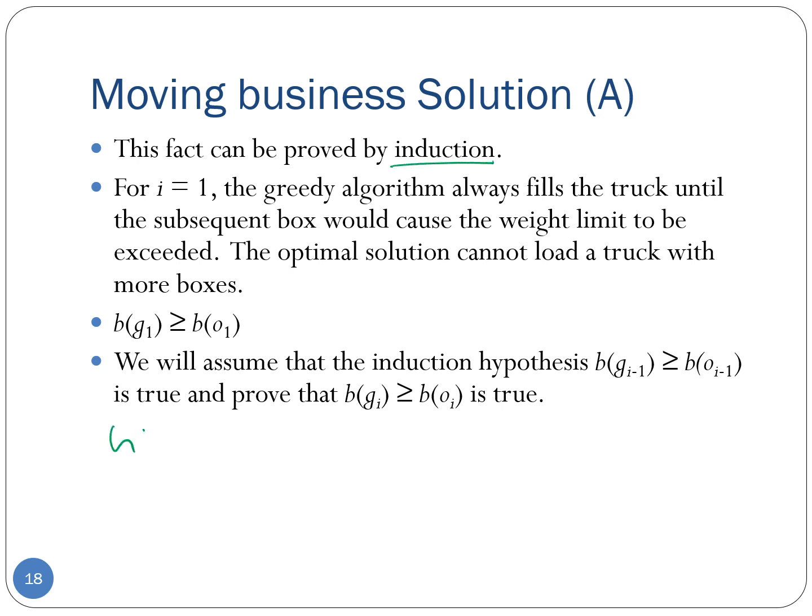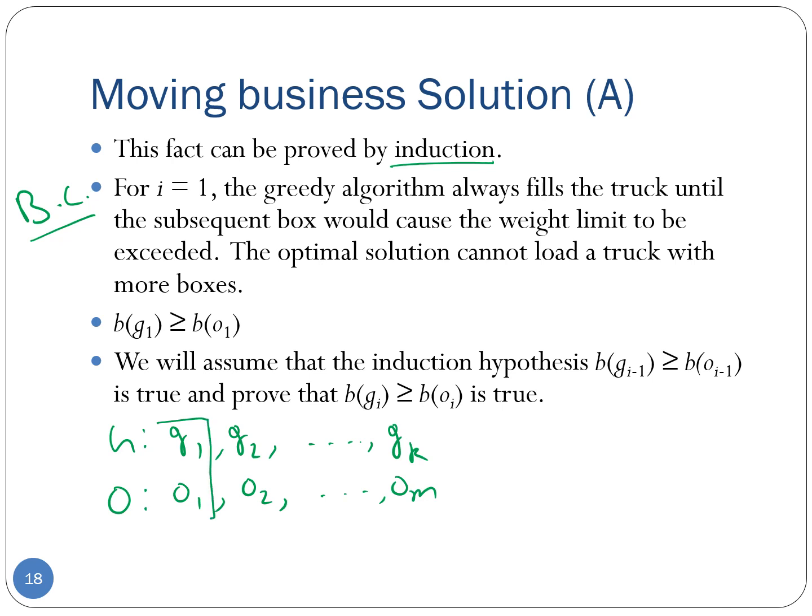So recall that in the greedy algorithm we came up with a set of trips g1, g2, and so on up to gk, and the optimal algorithm also came up with a set of trips o1, o2, and so on up to om. So here for the base case of induction, we will just focus on the first trip. Recall, the greedy algorithm basically packs the truck with boxes in sequence until no more boxes will go in, right? So it will basically load box 1, 2, 3 and so on up to k, such that putting box number k plus 1 will overload the truck.